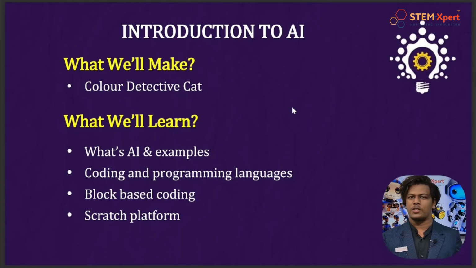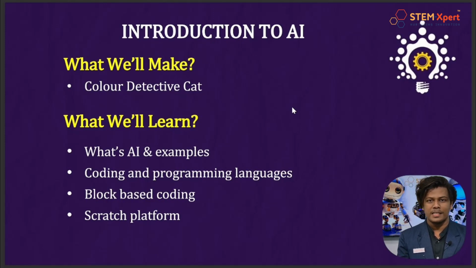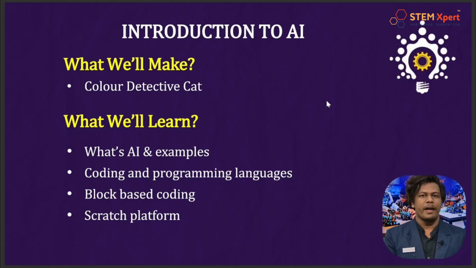Wait, what does that mean? Color Detective Cat. Any guess from anyone? Feels like some of you are saying something. Okay, hold on, I can explain. It's all about a cat and it has to predict the colors. For example, if I'm placing the cat over a color, it has to predict the exact color. That sounds good, right?